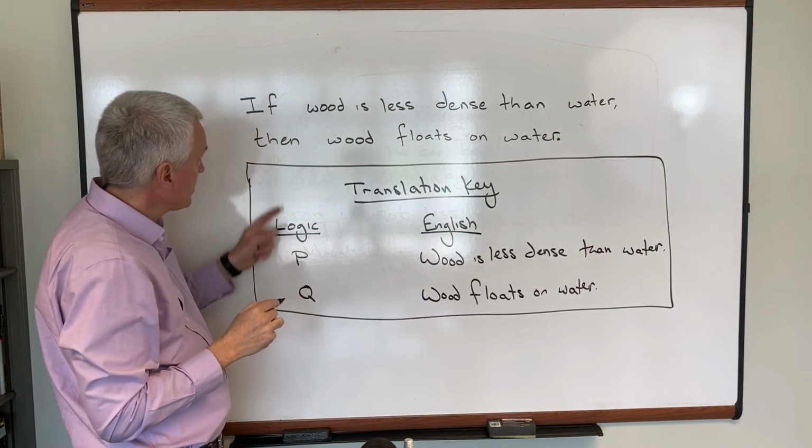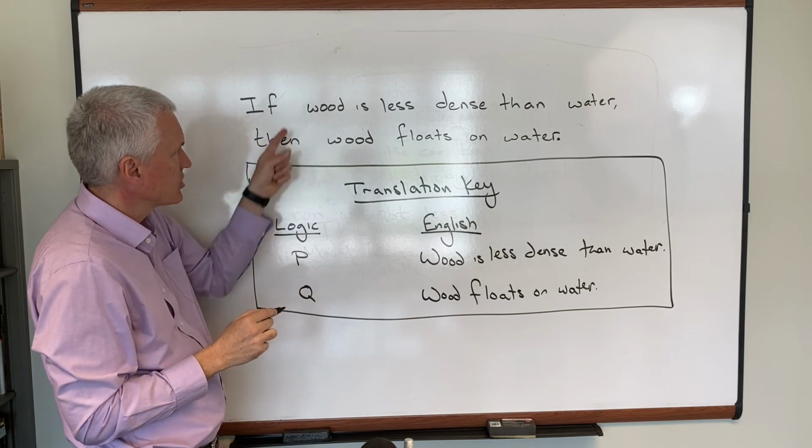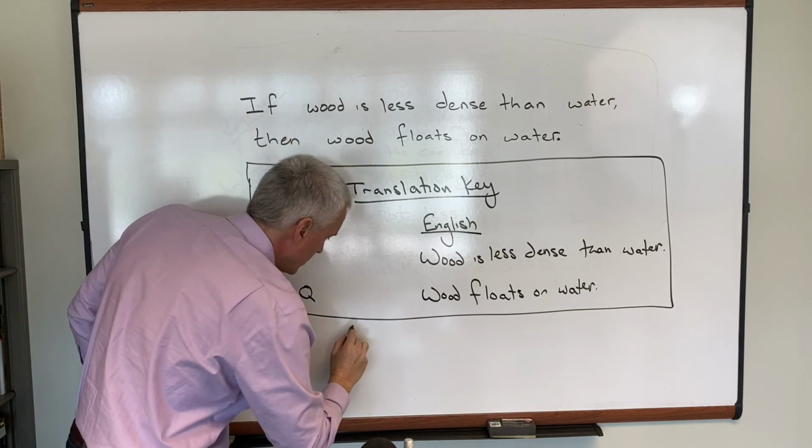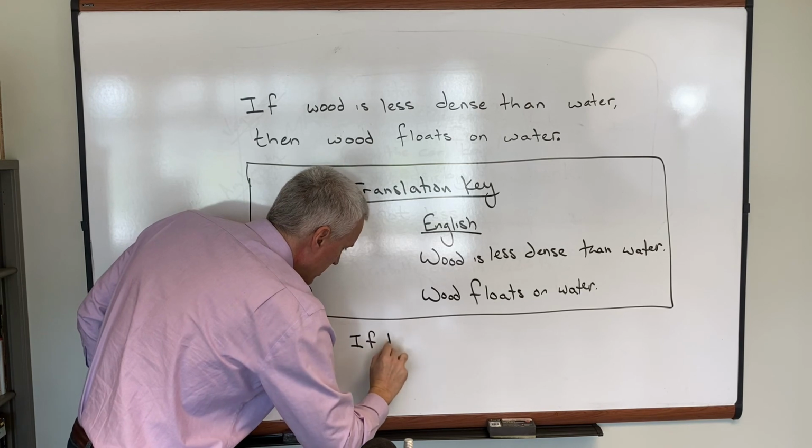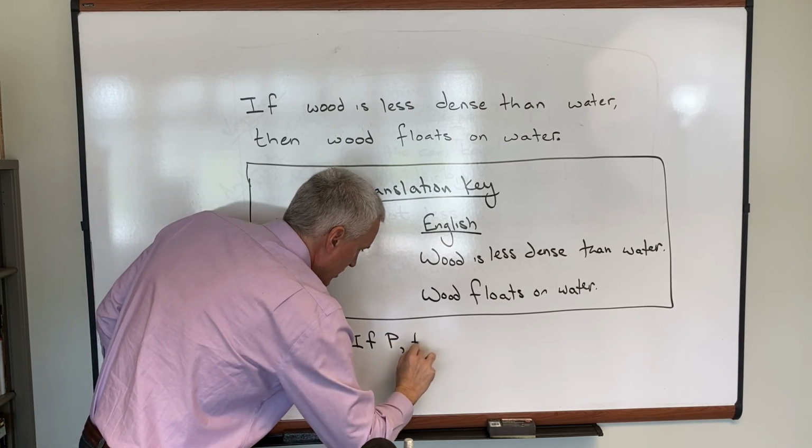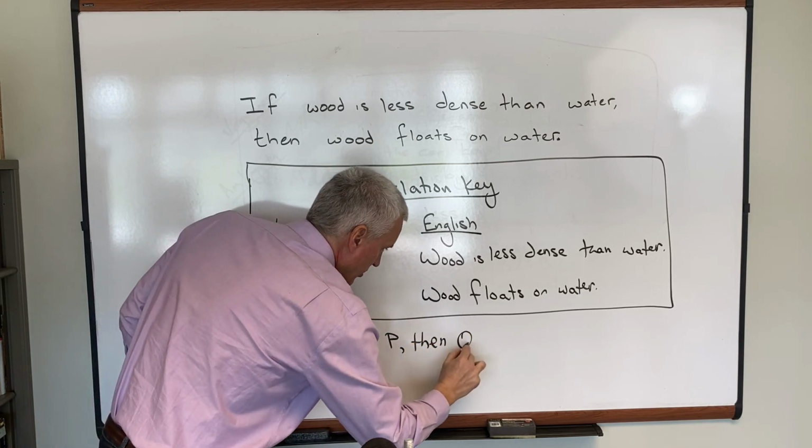With this translation key, it seems now I could actually sort of capture some of what's going on in this sentence. I can say, hey, this sentence is saying that if P is true, then Q.